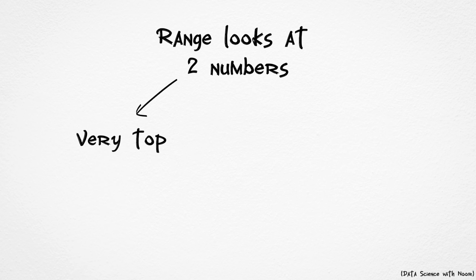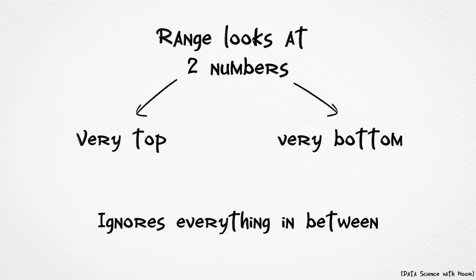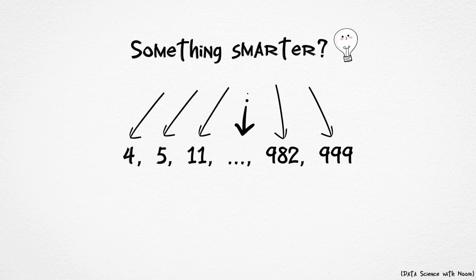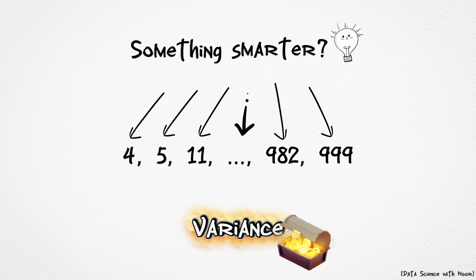Simple. But here's the catch. Range only looks at 2 numbers, the very top and the very bottom. It completely ignores everything in between. The range looks massive even if every other data point was actually normal. So we need something smarter, something that uses all the data, not just 2 extremes. That's where the variance comes in.